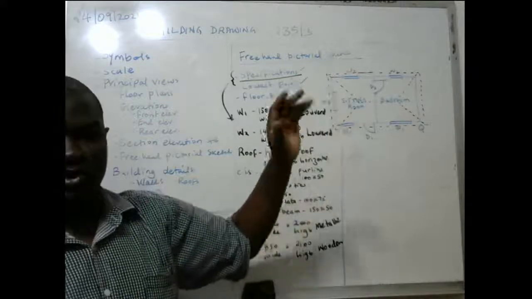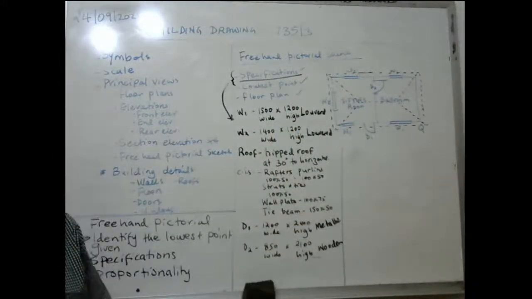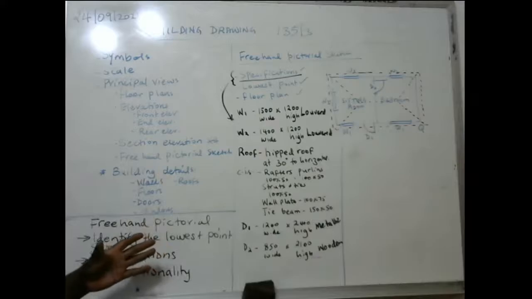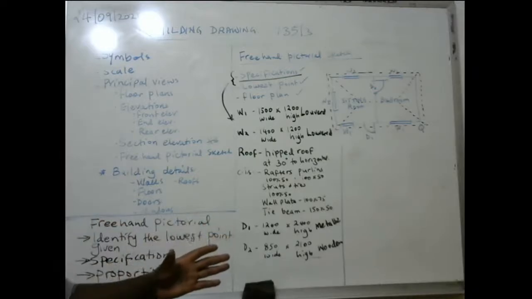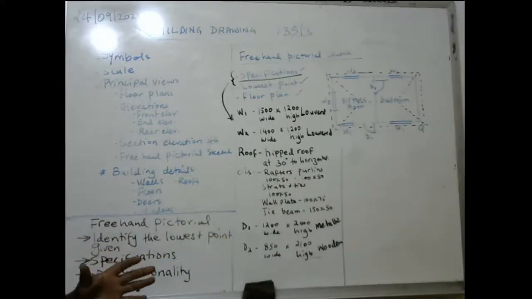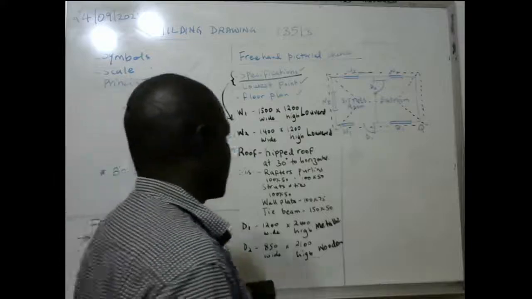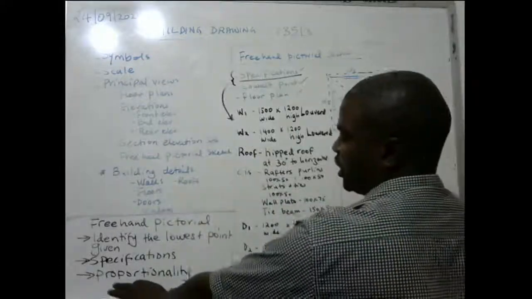The length and the width are different. So when you are making the freehand pictorial, when somebody is looking at that picture, you should be able to say that this one is the length and this one is the width, not vice versa. The length and the width, which is which, so that you don't create confusion, where the person cannot even understand which one is the length and which one is the width. So that is about proportionality.